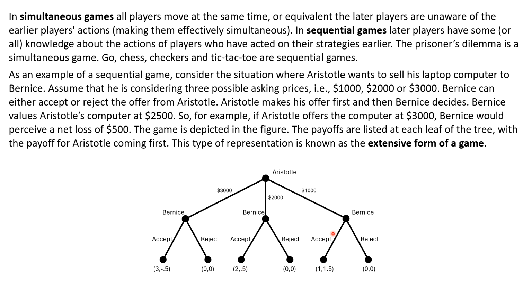And then in this last case, Aristotle would see a profit or payoff of 1, and Bernice would see an effective profit of 1.5. So we're going to get to solutions later in another lesson, but I'm tempted not to just leave you here hanging in terms of what would happen if each player followed logically.